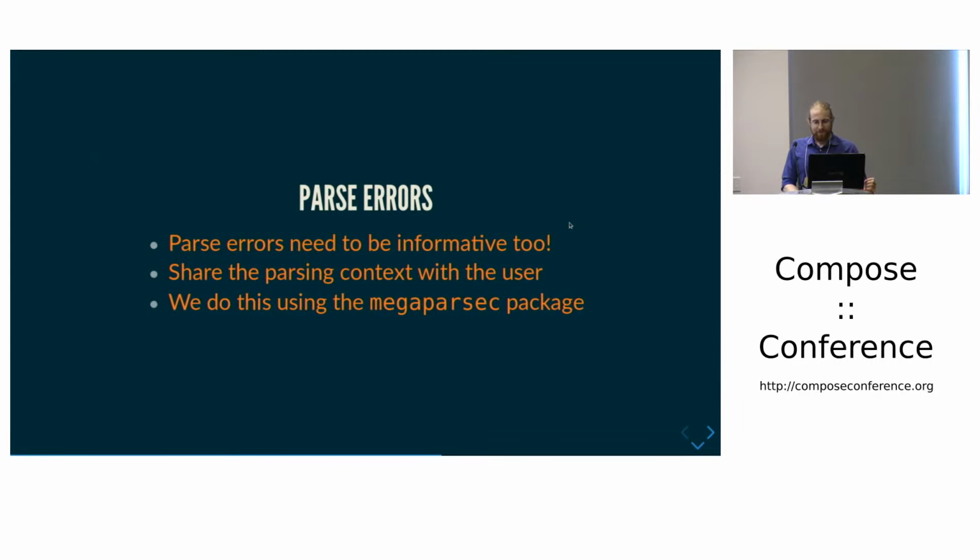So we want to make sure that we give meaningful errors back to the user as well. Scientists are really, really smart, and they have a lot of domain expertise in biology, but they don't necessarily have a lot of domain expertise in formatting files. So when we write parsers for these file formats, we want to share as much of the parsing context as we can with the user so that when they encounter a parse error, they can use their domain expertise to go into the file and correct it. We use Megaparsec to do this because it has very nice custom error messages.